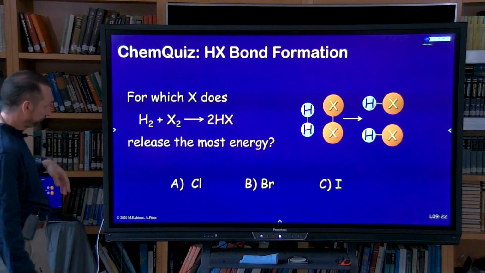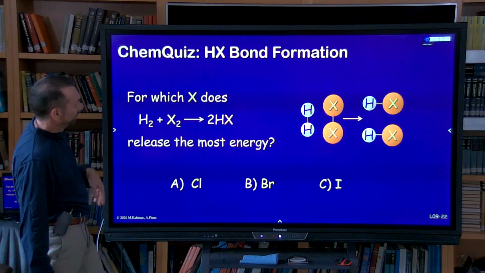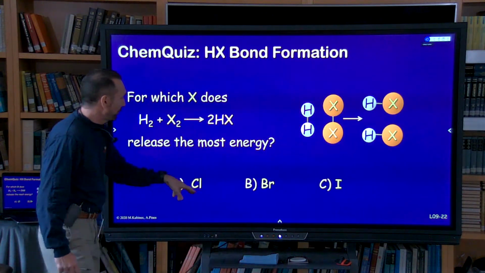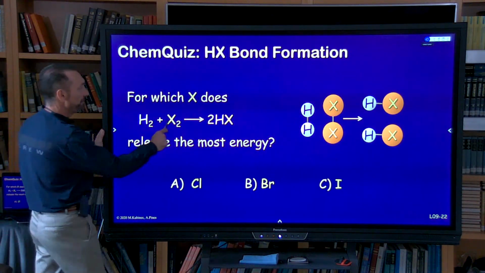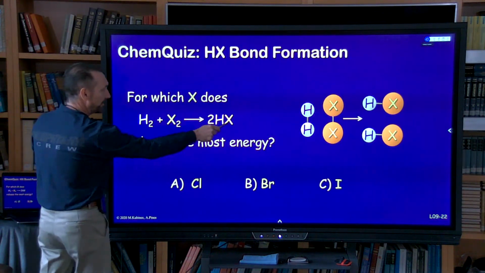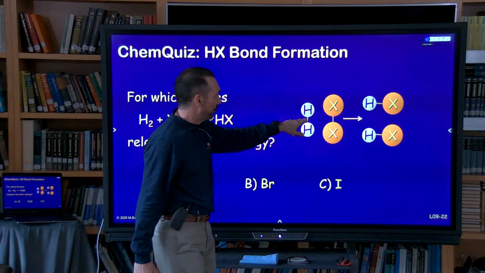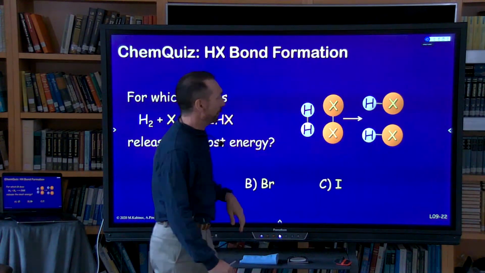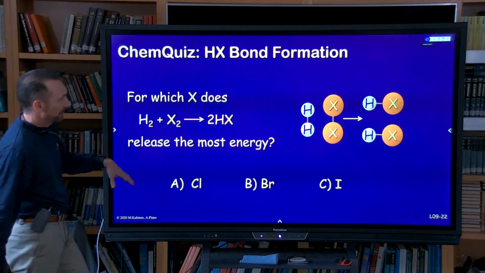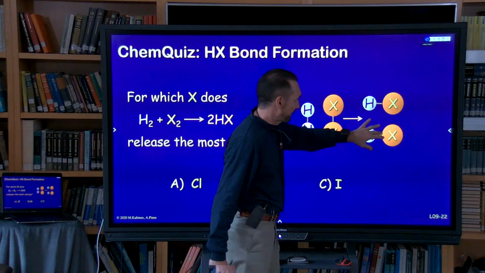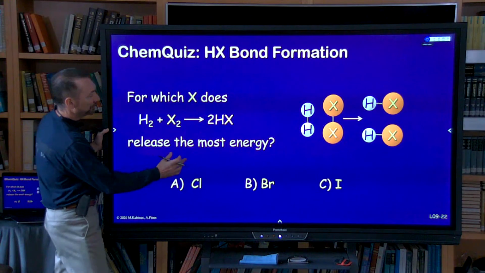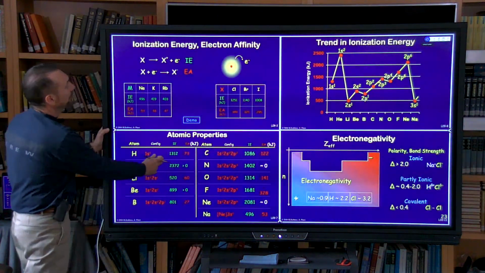Okay, so for which X, so X can be either iodine, bromine, or chlorine. And I'm going to do this reaction, hydrogenate the chlorine to make HXs. So break those two bonds, form those two bonds. What is the release in energy? Which X releases the greatest amount of energy? And we'll talk through this one first this morning.